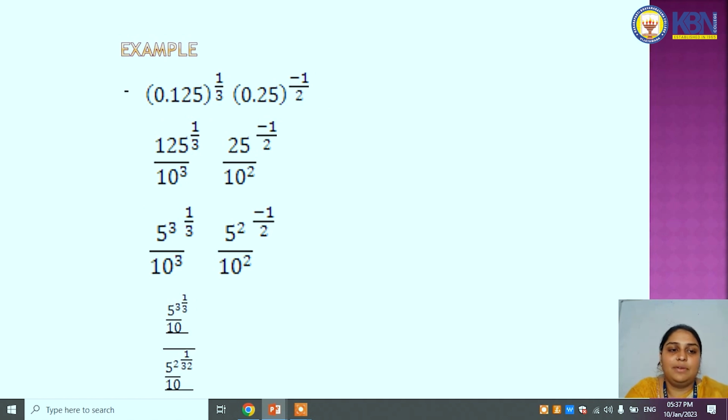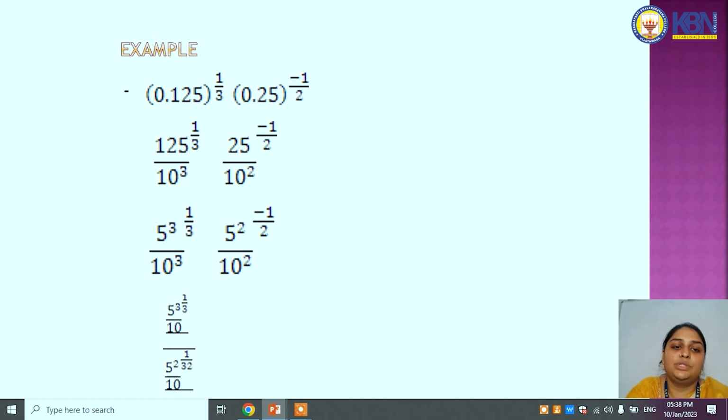Here we have an example. Given (0.125)^(1/3) and (0.25)^(-1/2). That means they are small numbers. Now we have to divide the number with 10 power after the decimal. Here after the decimal we have 3 digits. That means we have to divide the number with 10^3. Then we get (125/10^3)^(1/3).